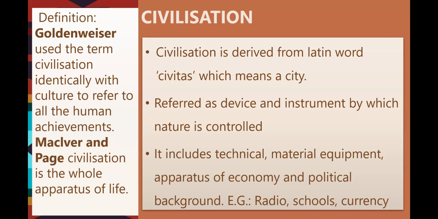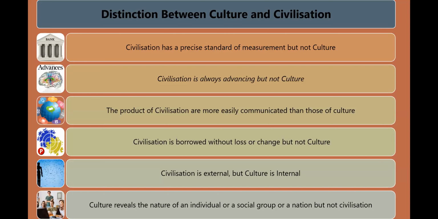So there are certain definitions given here. According to Golden Measer, he mentioned that civilization is identical with culture to refer to all the human achievements. But here we can find that civilization is the whole apparatus of life. It is not a part. Culture is a part, but civilization is a whole. Now let us see the differences between culture and civilization.